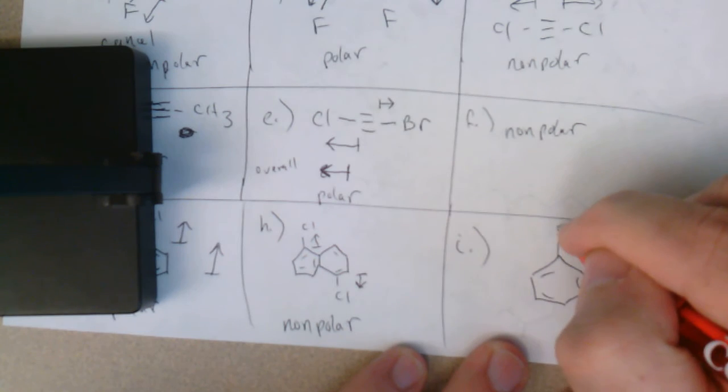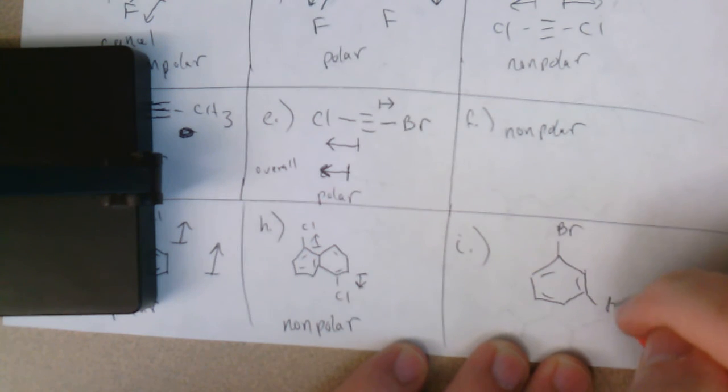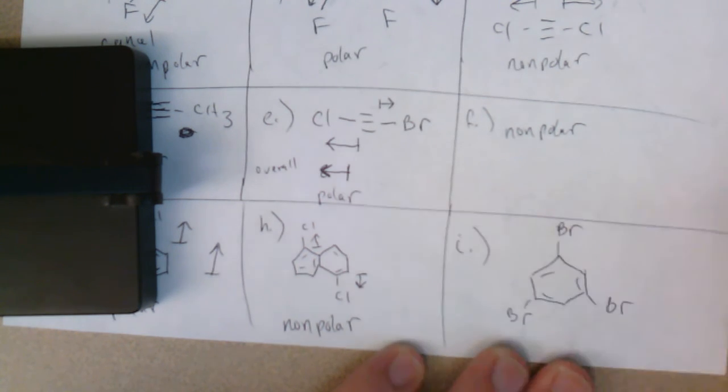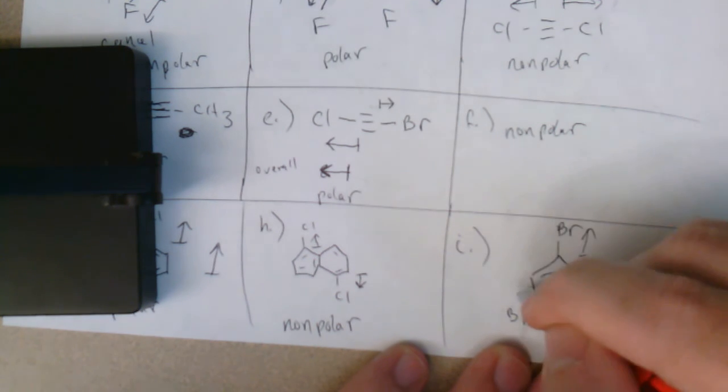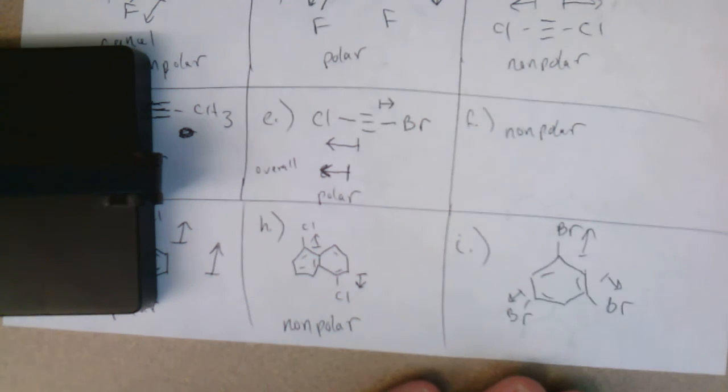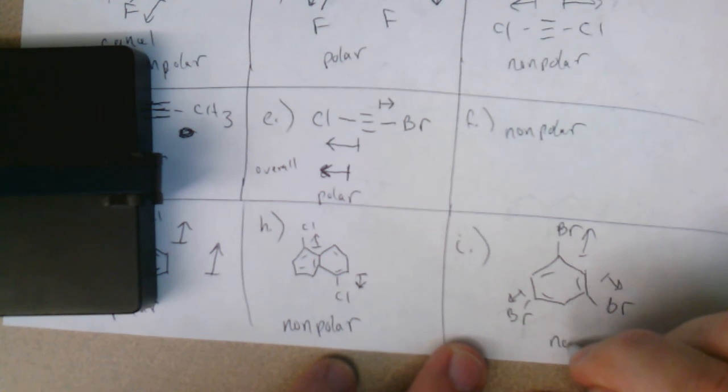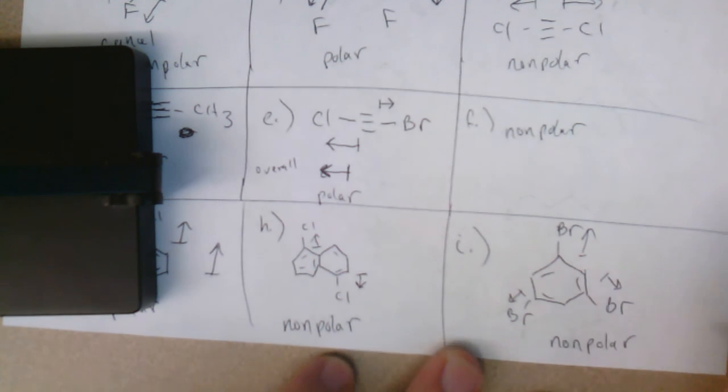And then I had a bromine here. This is like a 1,3,5-tribromobenzene. And it's just like we talked about with that BF3 example earlier. They're all pulling in opposite directions, so they cancel. So again, it's nonpolar. Our vectors all cancel when we add them together.